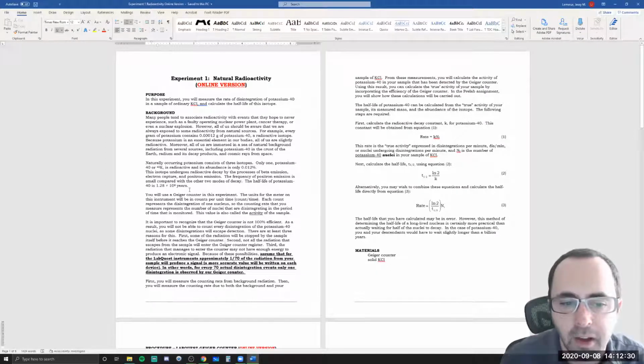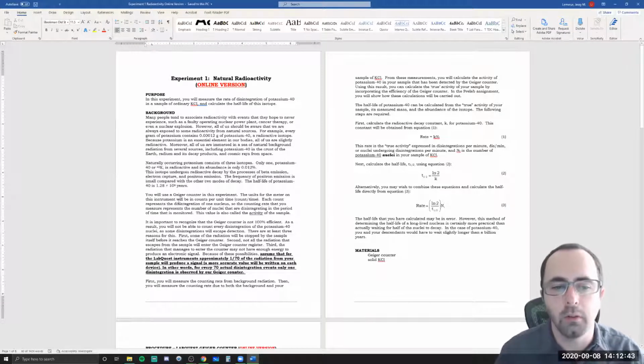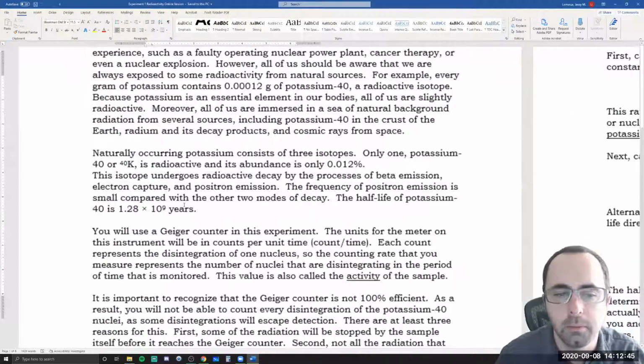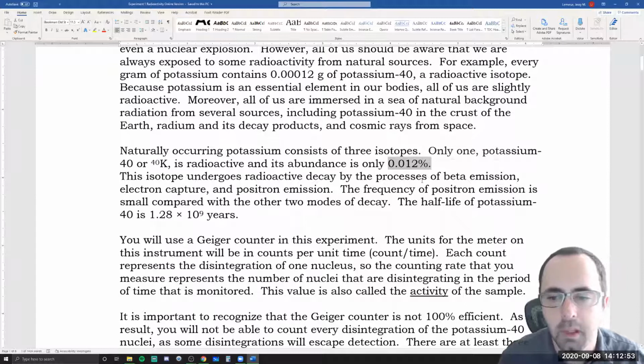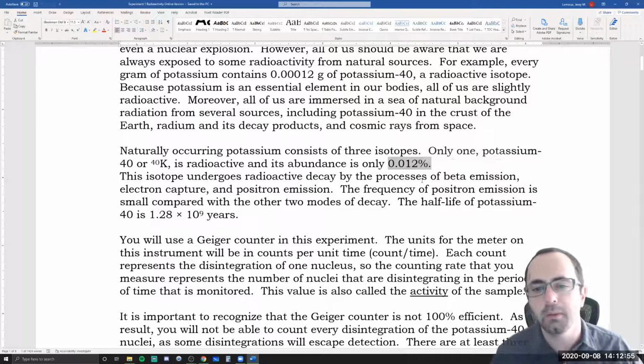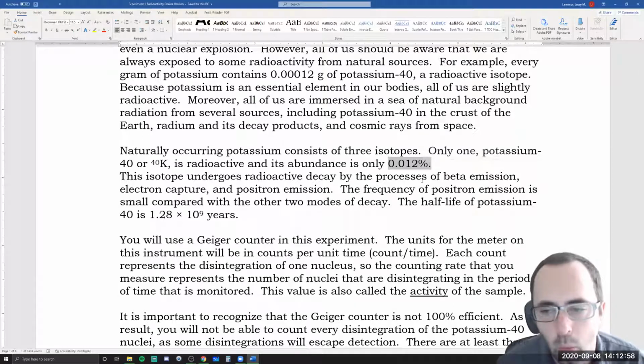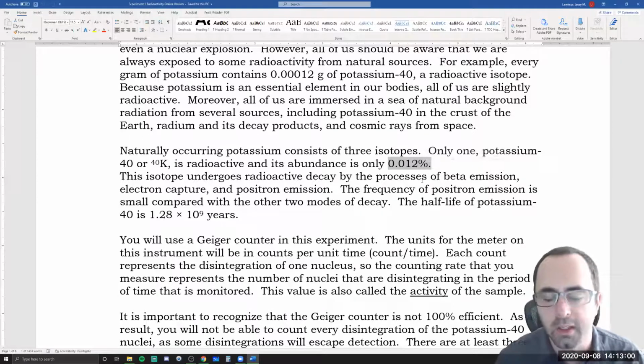So if you take a look, you'll want to read this experimental procedure, but what's really relevant is right here and also what's underlined. The potassium chloride contains a certain amount of the radioactive isotope potassium-40. Its abundance is only 0.012%. That's going to be important because out of all the potassium atoms that we have, only 0.012% of them are going to actually be undergoing a nuclear decay process.